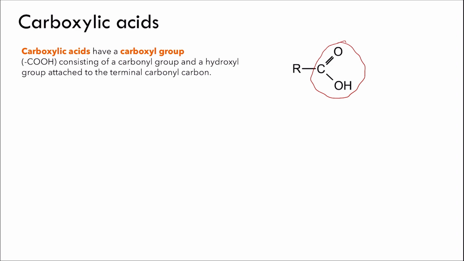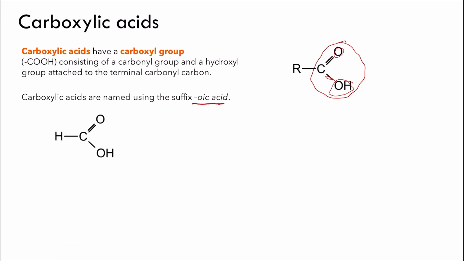It has a carbon with a double bond to oxygen, which we call a carbonyl group, and then it has an OH attached to the same carbon. Carboxylic acids are also named using a prefix and suffix. The suffix here is oic acid. This is the first carboxylic acid in the series, with one carbon atom, and this is called methanoic acid. Meth refers to one carbon atom, and we use methane, remove the E and add oic acid, so this is called methanoic acid.